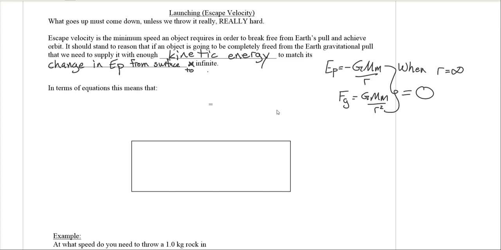And so this means we need to input an amount of kinetic energy that equals the change in potential energy from the surface to infinitely far away, which is zero potential energy.